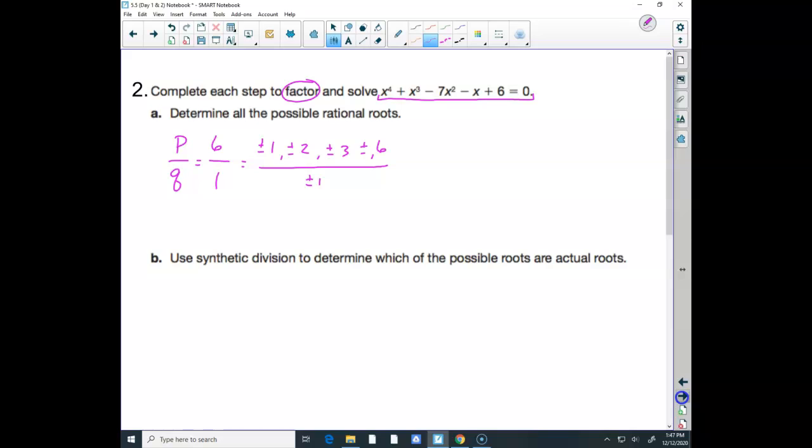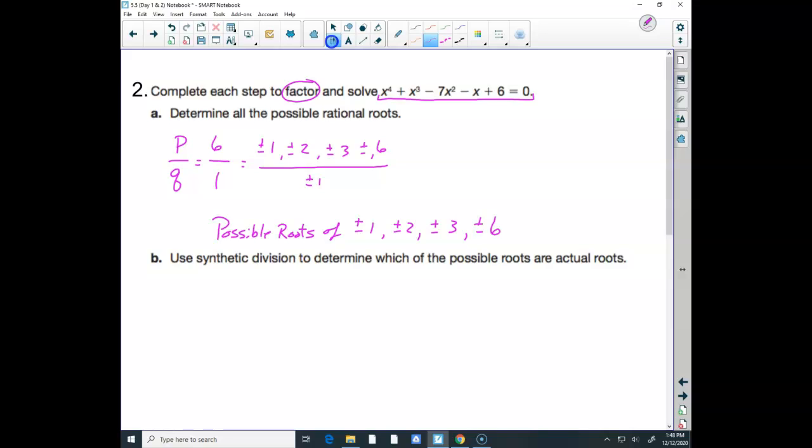So that means I'm going to have to guess and check possible factors, or actually possible roots. This is the rational root theorem. These are possible roots of plus or minus 1, plus or minus 2, plus or minus 3, plus or minus 6. So there are 8 possibilities of rational roots here.